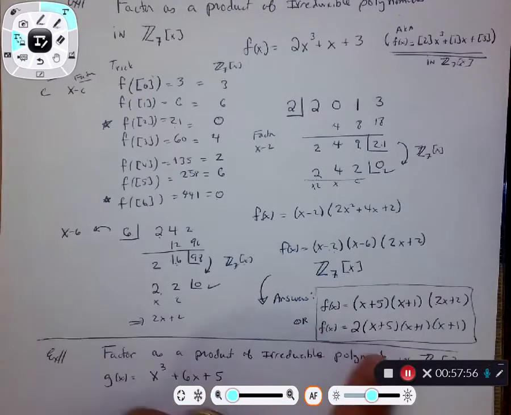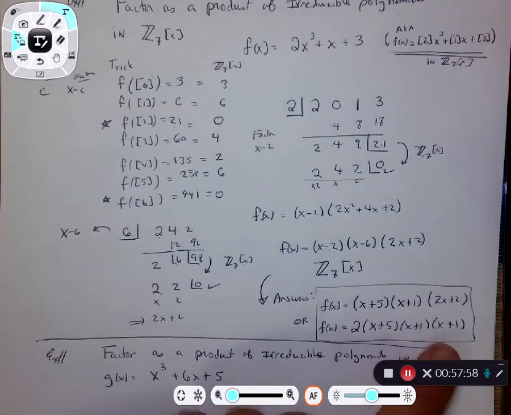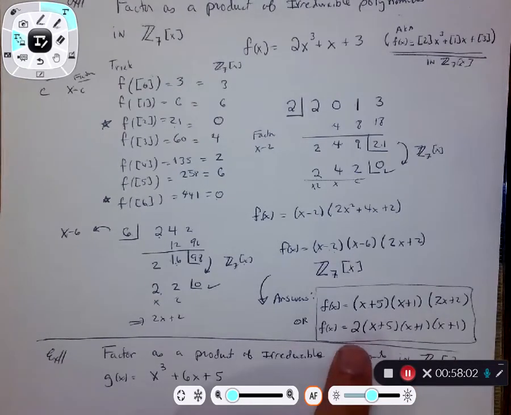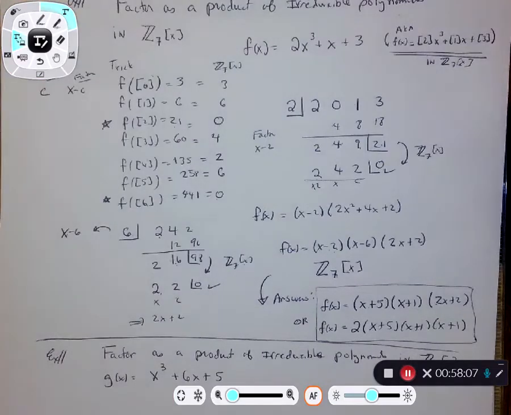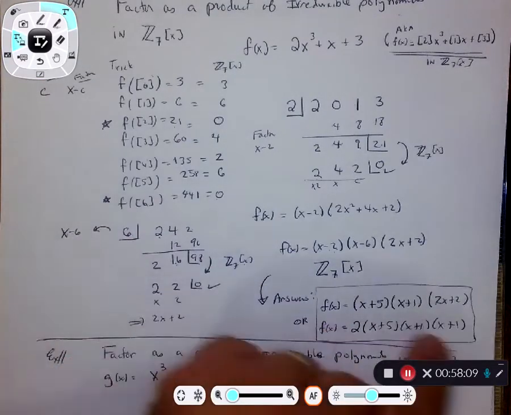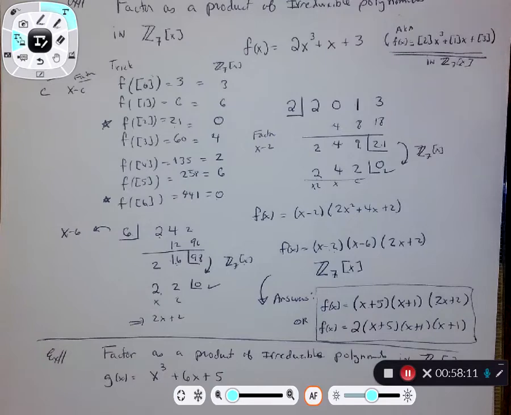The other thing you should notice is this. x plus 1 is a double root. It's x plus 1 squared times x plus 5 times 2. That's what this original polynomial was. So there's 2 different ways, and you factor it as a product of irreducibles. Because once you get to the linear factor, you can't factor a linear factor anymore except by pulling out constants. But pulling out constants doesn't matter. It doesn't change anything.